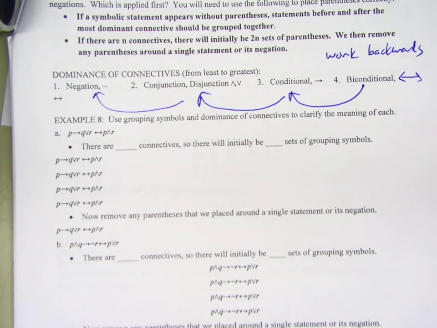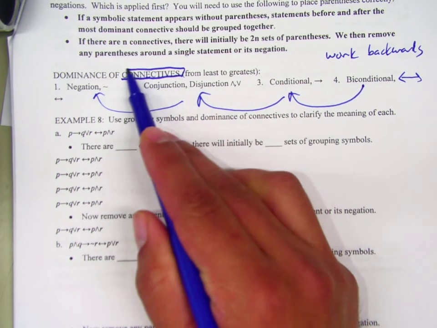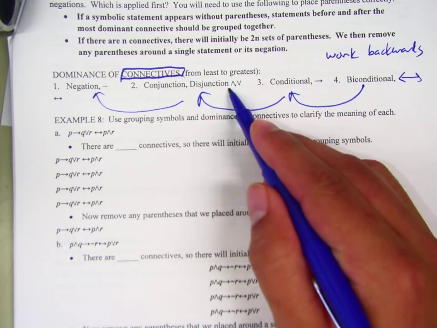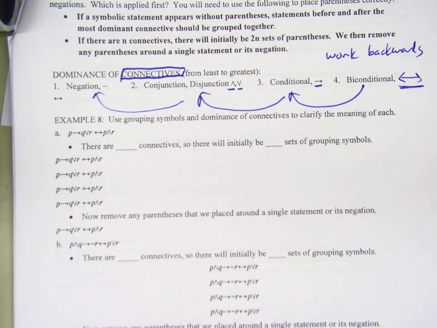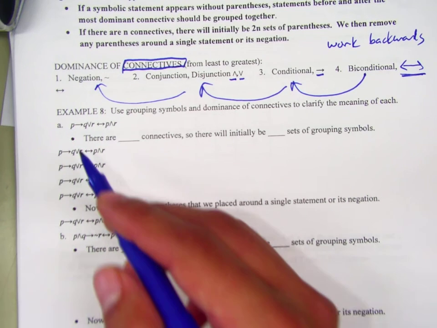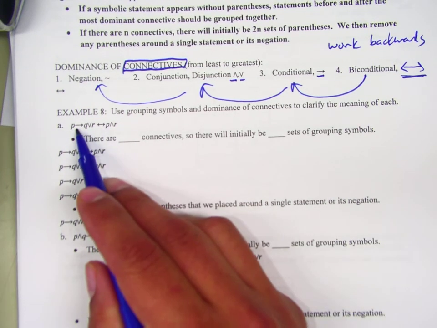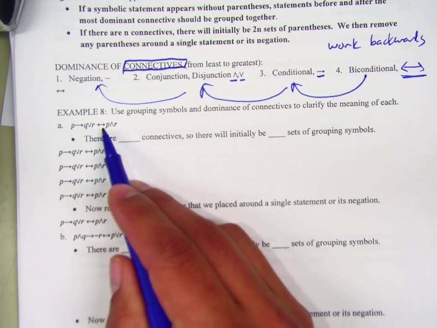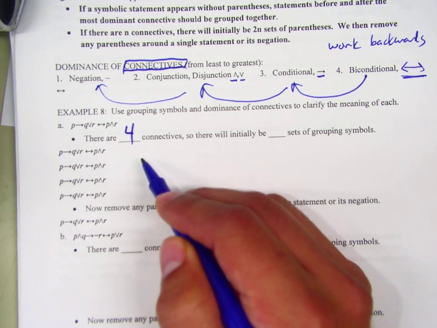Okay. Now, connectives are the symbols that connect sentences together, statements together, right? So that's your and, that's your or, your if-then, and your if and only if. Those are the 4 types of connectives that we've learned. Okay. The way it's going to work, when you look at a sentence like this one here, you count how many of those you see. So how many of those connective symbols do we have? 4. That is correct. We have 4 of them.